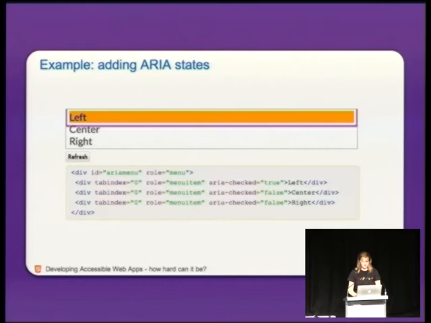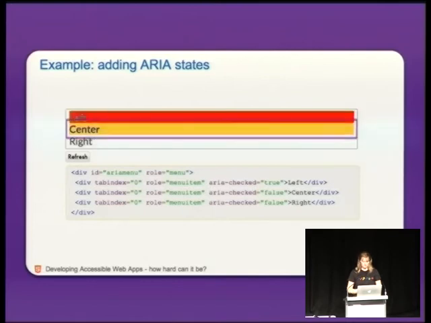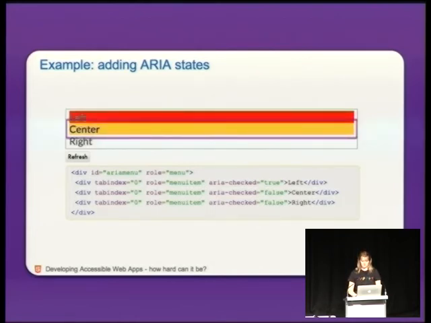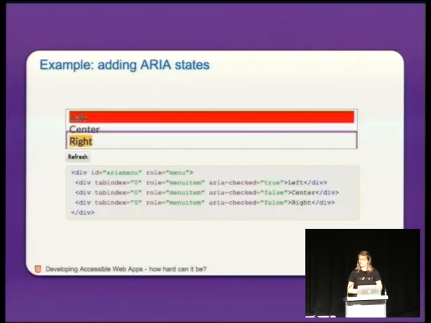Example, adding ARIA states, menu. Left, menu item checked 1 of 3. Center, menu item not checked 2 of 3. Left, menu item checked 1 of 3. Center, menu item not checked 2 of 3. Right, menu item not checked 3 of 3.